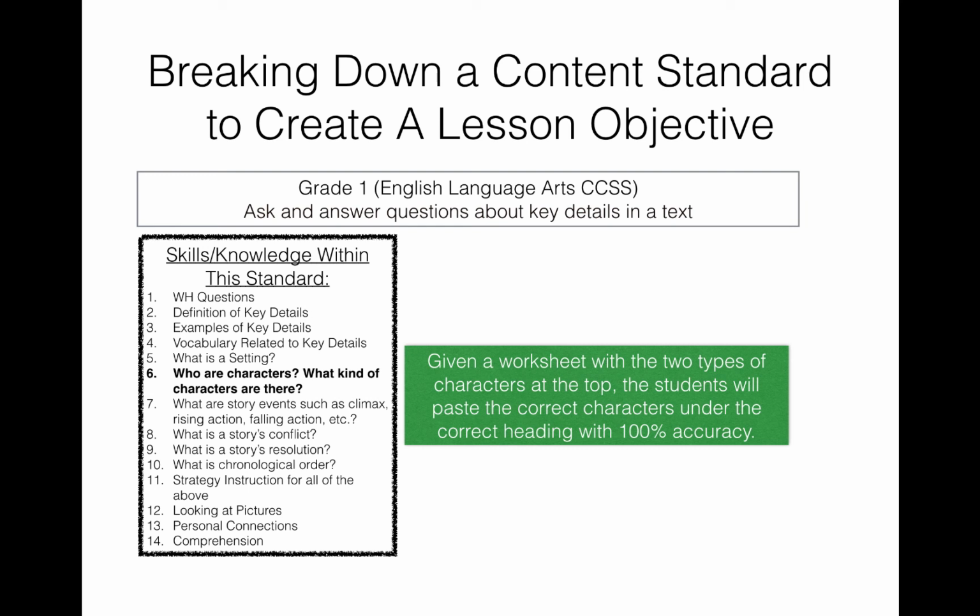And then for this particular worksheet, it would look like a sheet of paper with 2 columns. The left side says main characters, the right side says supporting characters, and then I also have pictures of each of the characters in the book, and asking them to cut each of those out, and then they'd paste it in the correct column. All right, so this is how you would take a large content standard. You would break that down into all of the skills that make up that content standard, and then you would choose which particular skill area or knowledge area you want to focus on.